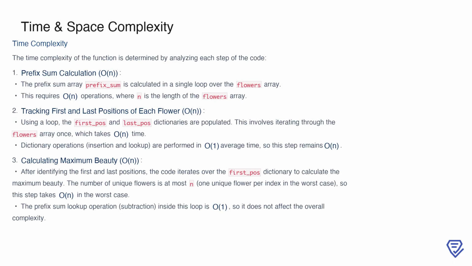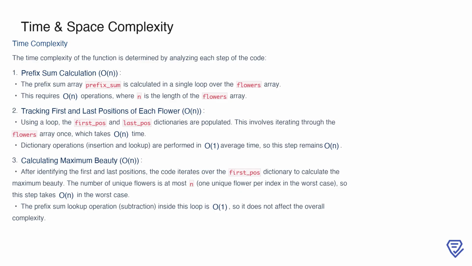To analyze the time complexity of our solution, we start by breaking down the key operations in the algorithm. First, we calculate the prefix sum array, which involves iterating through the flowers array once. This requires O(n) time, where n is the length of the array. Next, we populate the first_pos and last_pos dictionaries by looping through the flowers array again. Each dictionary operation, such as insertion or lookup, averages O(1) time. Therefore, this step is also O(n).